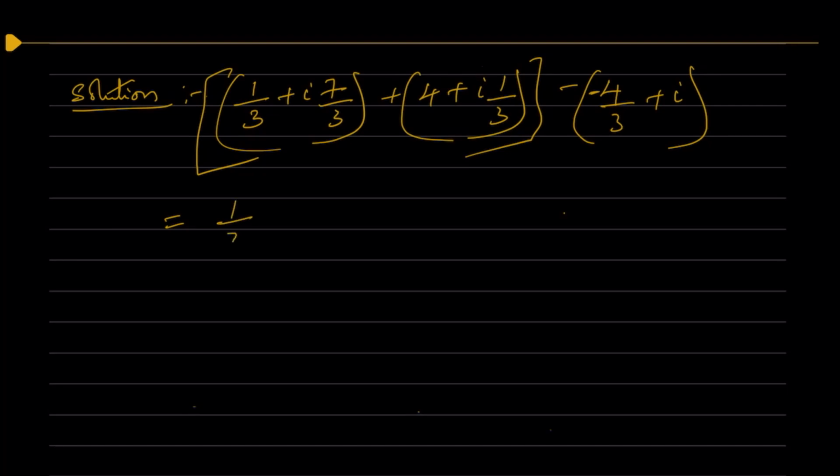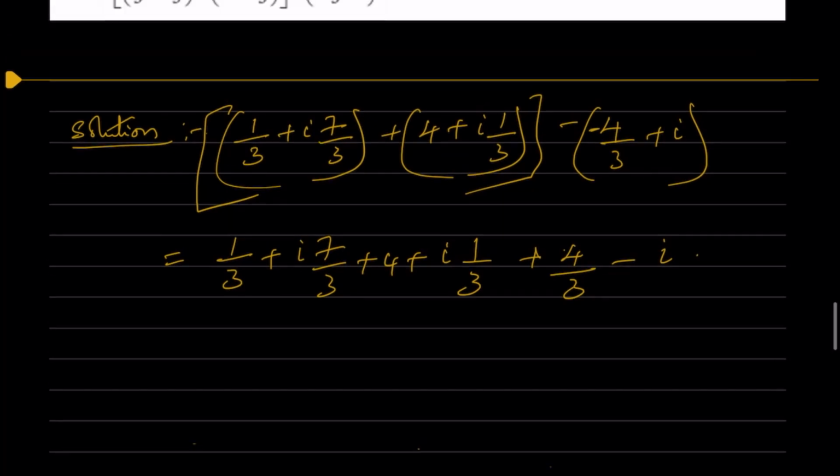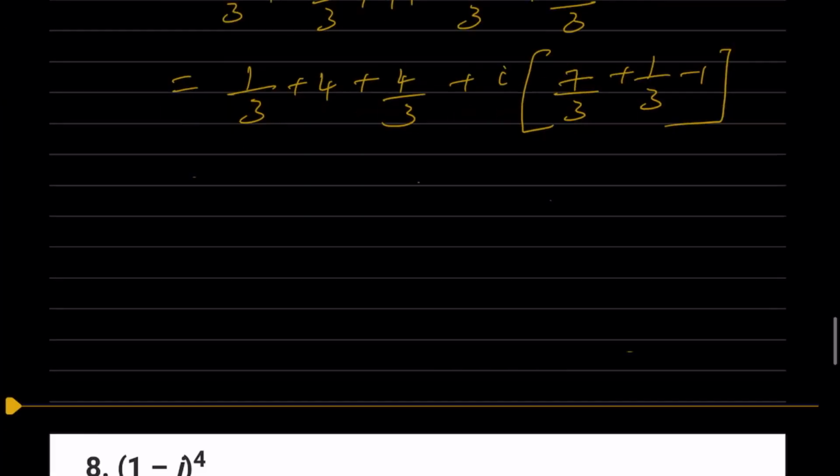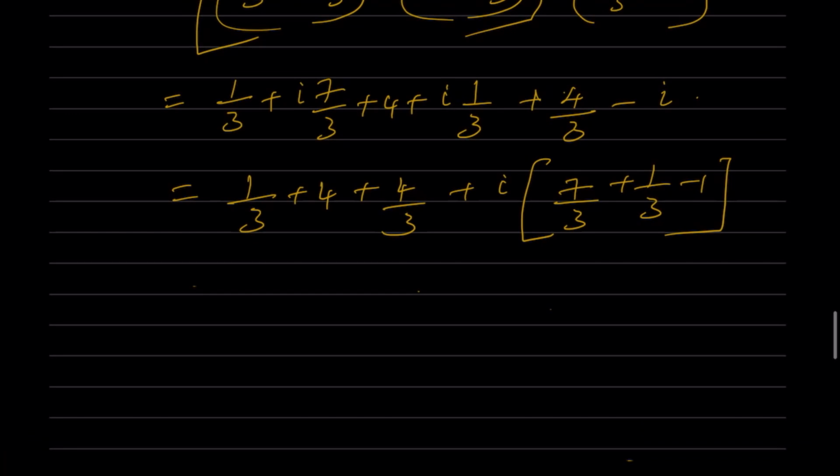So here you'll get 1/3 plus i into 7/3 plus 4 plus i into 1/3, minus into minus gives you plus 4/3 minus i. Now bringing all the like terms together, we get 1/3 plus 4 plus 4/3 plus, if I take out i common, 7/3 plus 1/3 minus 1. So this is equal to 1/3 plus 4/3, and the LCM we can take as 3.